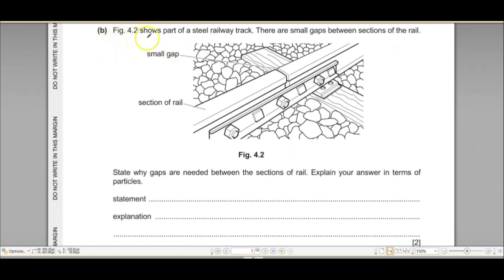Okay, part B, figure 4.2 shows part of a steel railway track. There are small gaps between sections of the rail. State why gaps are needed between the sections of the rail.